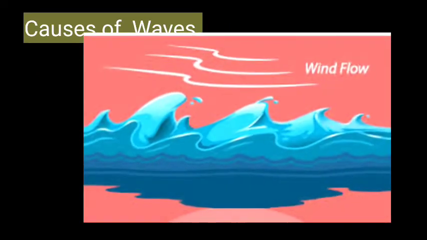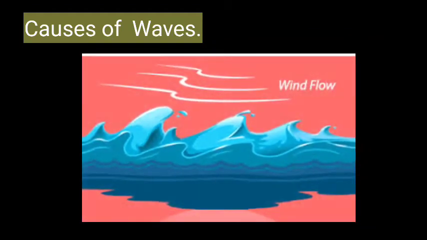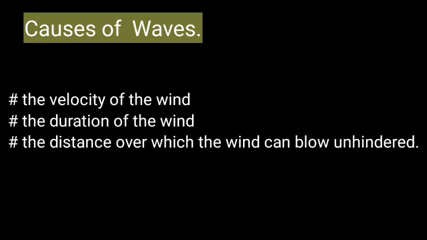Now students, we are going to learn the causes of the waves. Waves are mainly produced by the friction and pressure of winds on the smooth surface of the sea. The size and the force of waves depend on three different factors: the velocity of wind, duration of the wind, and distance over which the wind can blow unhindered. These are the three factors which lead to the formation of different sizes and forces of the waves.